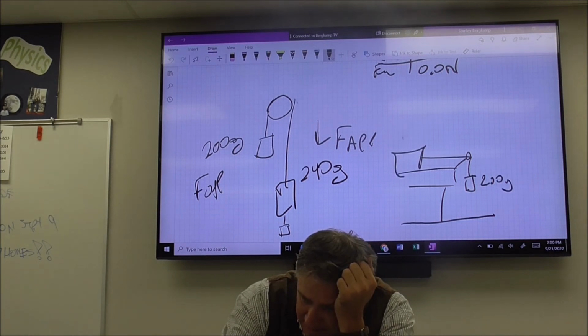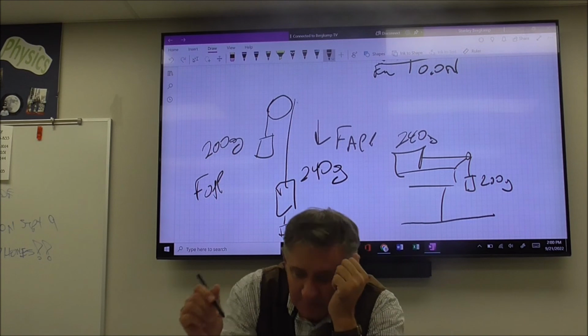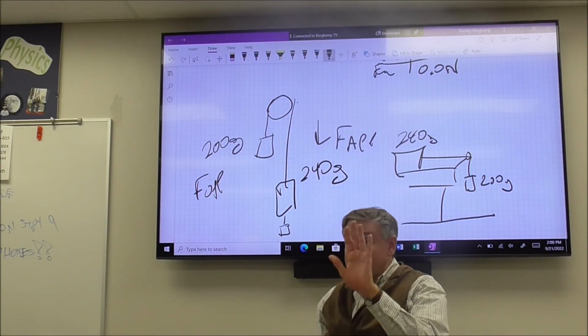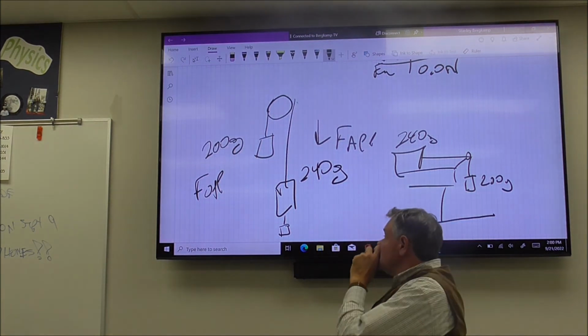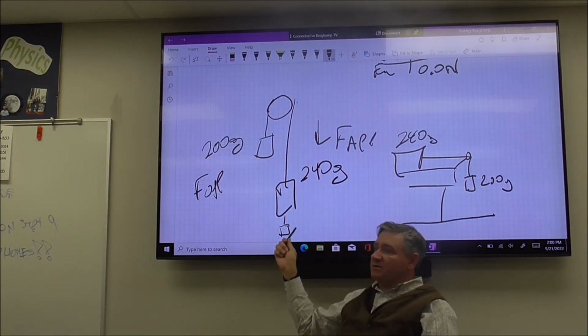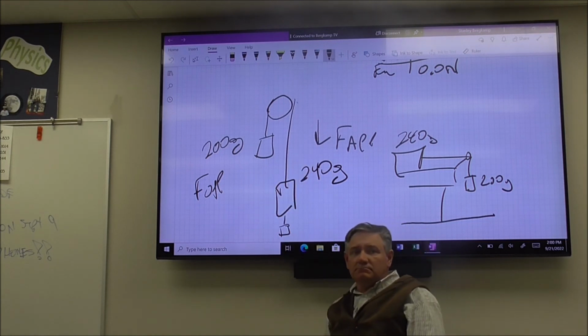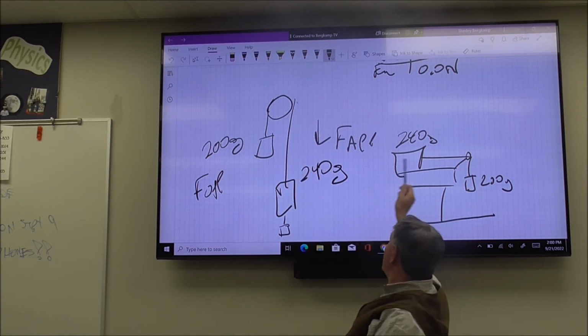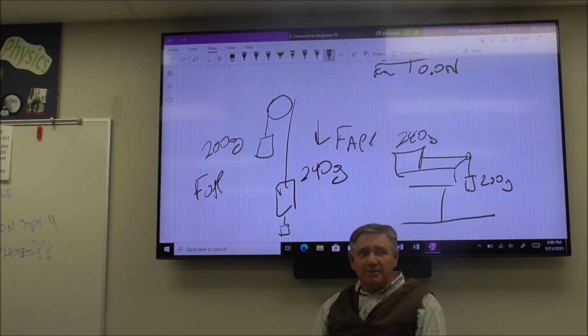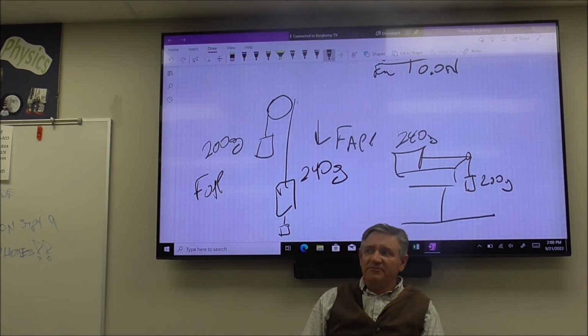And now I've got that 240 gram mass that's up on the table. So this is why I picked those same masses, so that you can make this comparison. On the pulley, the 240 and the 200, 240 is going to fall, 200 is going to go up, right? Okay? But if I put the 200 on the end and the 240 up there, what's going to happen? 200 will fall.